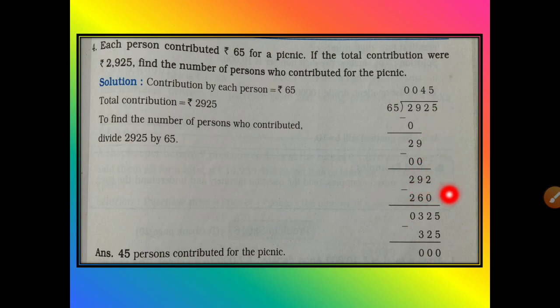Write the last number, that is 5. Now this number is 325. This number is bigger than 65. In the table of 65 this number will come. You will write the table and you will find it out. 65 5s are 325. 5 minus 5, 0. 2 minus 2, 0. 3 minus 3, 0. So the answer is 45. 45 persons contributed to the picnic.